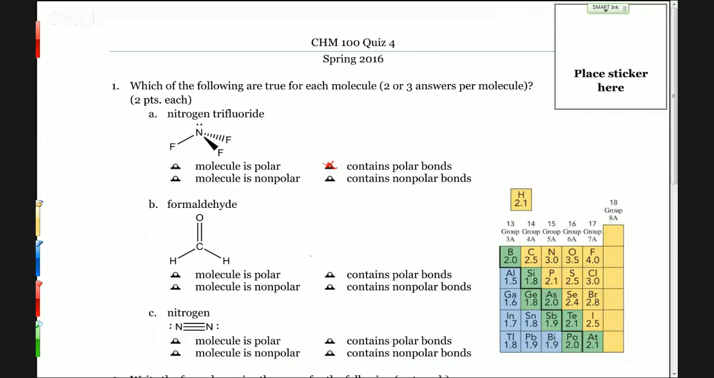Now, is the overall molecule going to be polar? Yes, because all of the more electronegative fluorines are on the bottom, the less electronegative nitrogen's on the top. So we have a negative on the bottom and a positive on the top, and that makes a polar molecule.